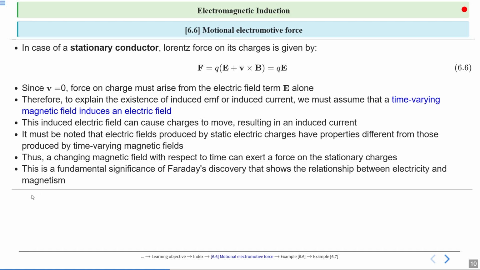Due to the change in the magnetic field, we are inducing the electric field, the current, and the EMF. And in moving charges and magnetism, we have seen that due to the flow of current, due to moving charges, a magnetic field is produced. So this is the fundamental significance of Faraday's discovery, showing the relationship between electricity and magnetism: a time varying magnetic field is producing an electric field.